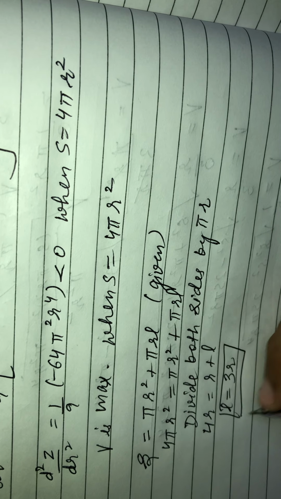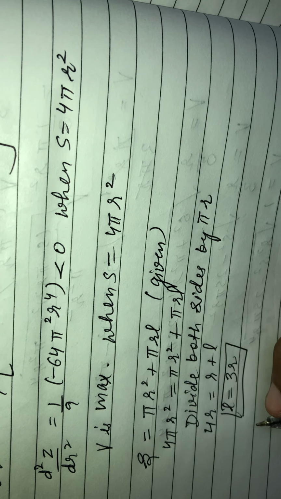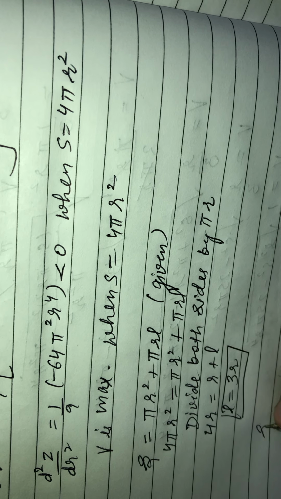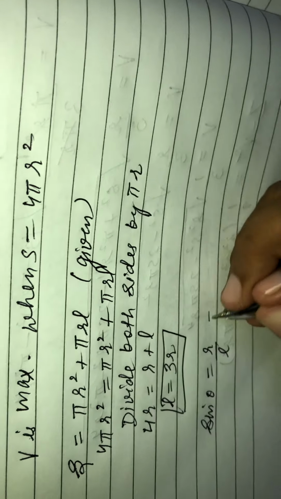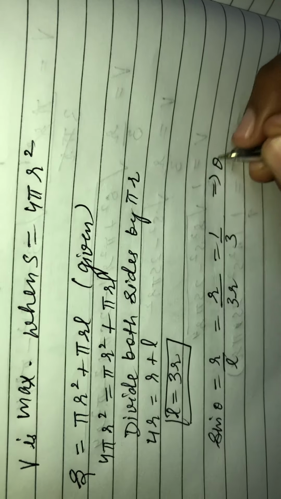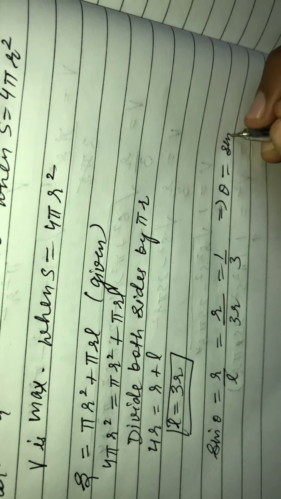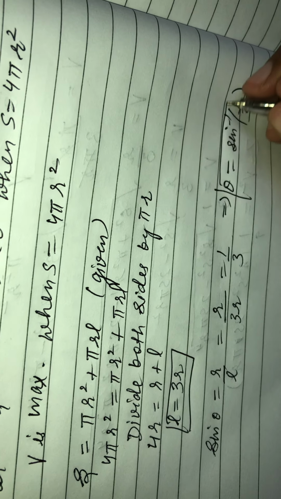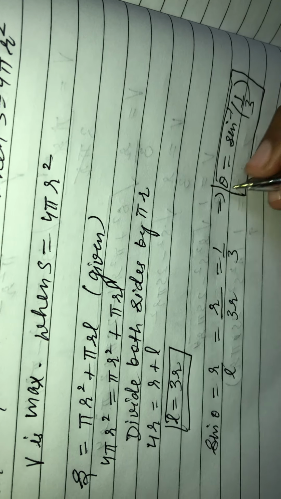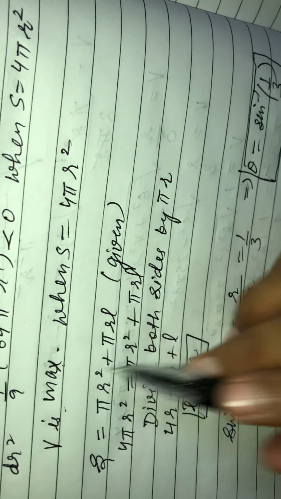Now this l is equivalent to 3r. I am using where sine theta is equivalent to r by l. So can we write r upon 3r, 1 by 3. So from here the value of theta is sine inverse 1 by 3, which I need to prove along with the volume is maximum.